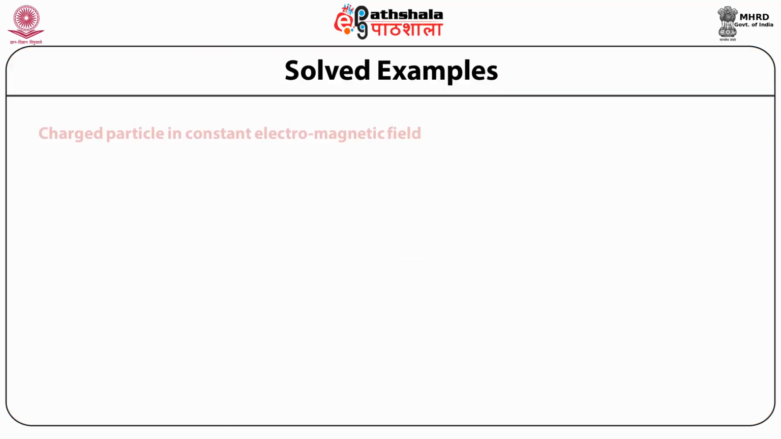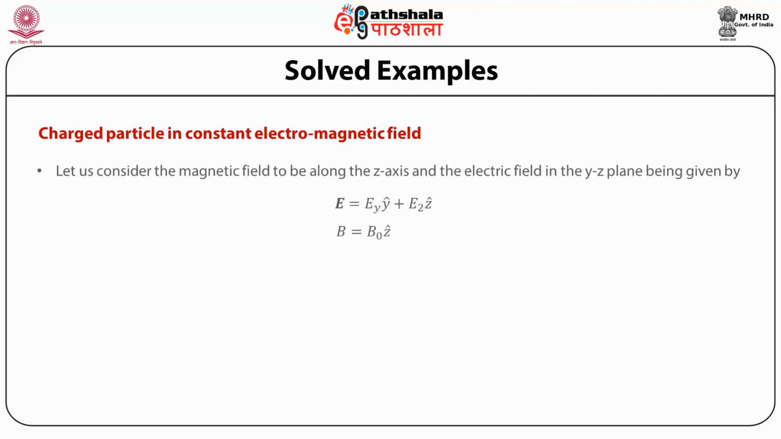Now, we know the Lorentz force, that is the force experienced by a charged particle in the presence of electric and magnetic fields, is simply given by F is equal to the charge times the electric field plus 1 by c v cross B, where c is the velocity of light. And once you have the force, you can simply write down Newton's equation of motion, which is much easier to do.